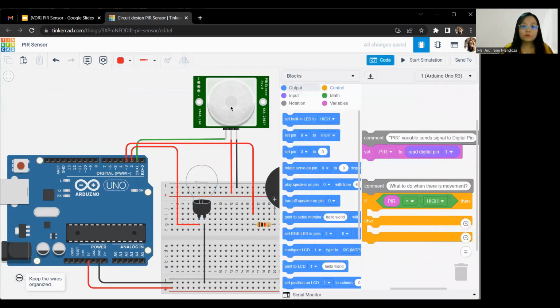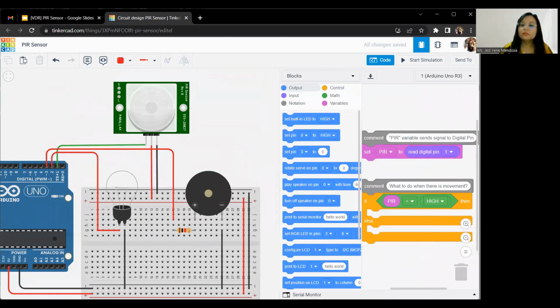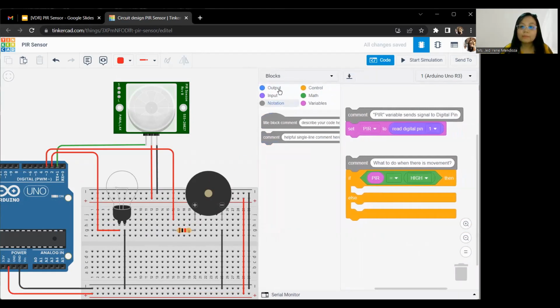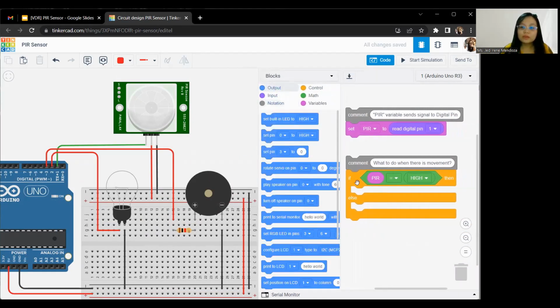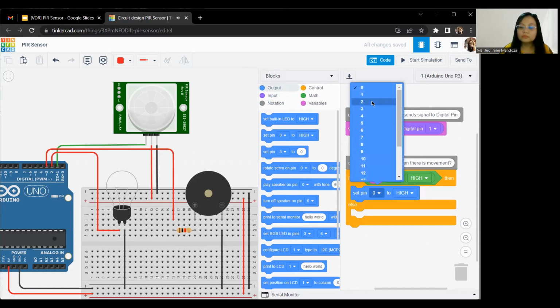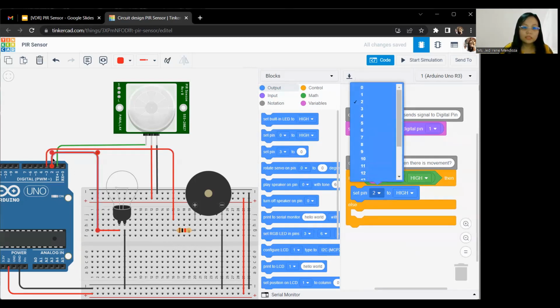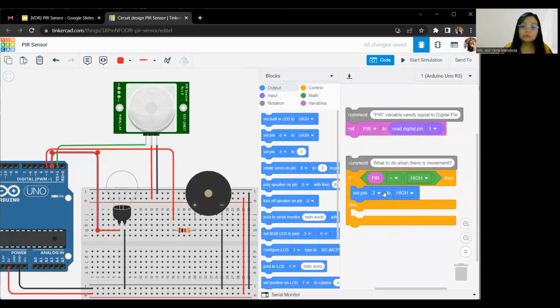Now, for the coding, we have here: if PIR is equal to high, it means if the PIR detects a movement, then what will happen? Right? So if PIR is equal to high, then we must turn on the light bulb. To turn on the light bulb, we need to use the set pin block and then set to high. And then we need to select the pin number where the light bulb is connected. In our case, we connected our light bulb to pin number 2. So I selected pin number 2 to high.